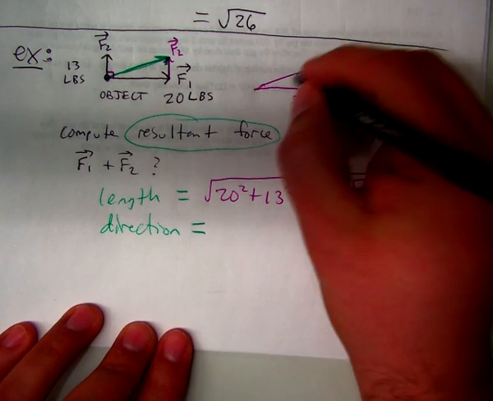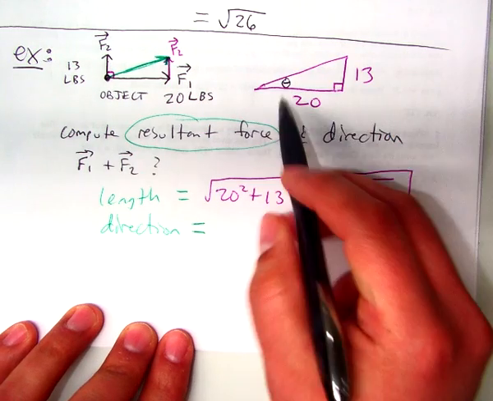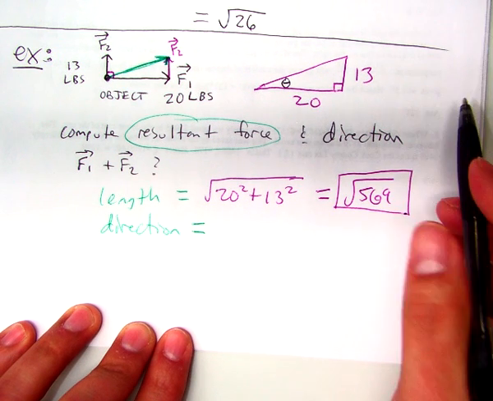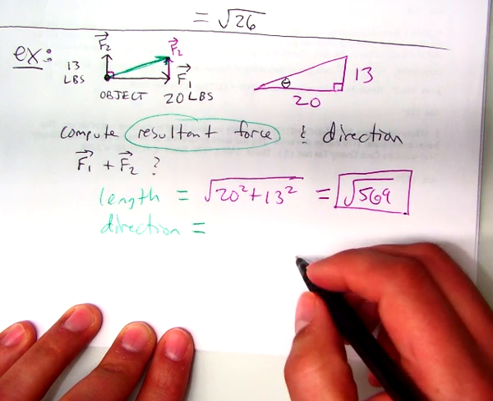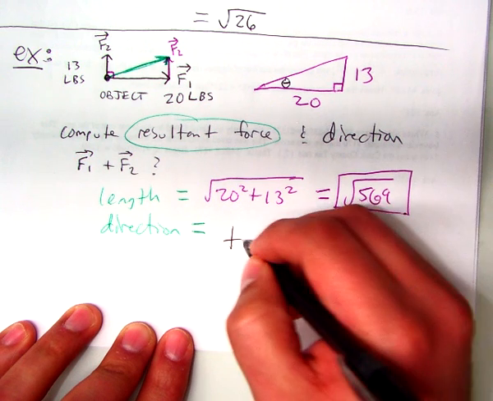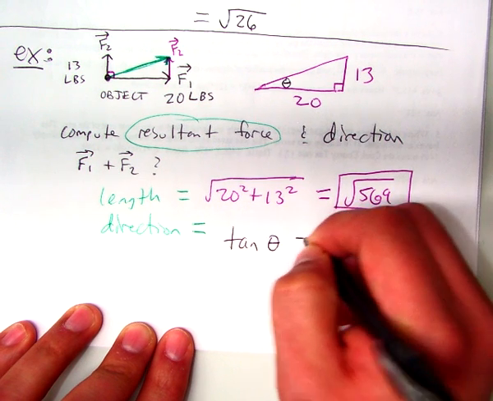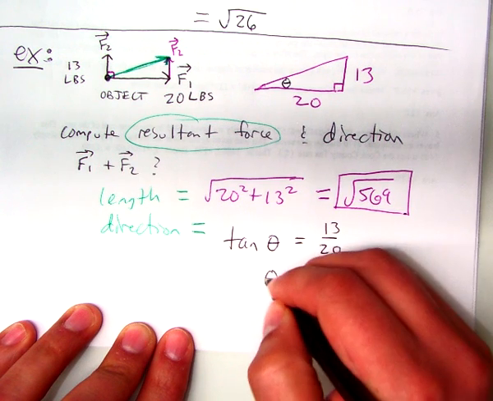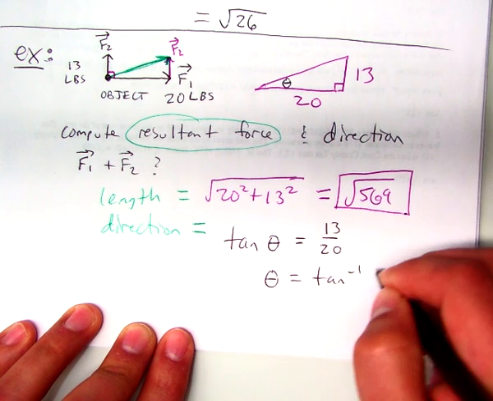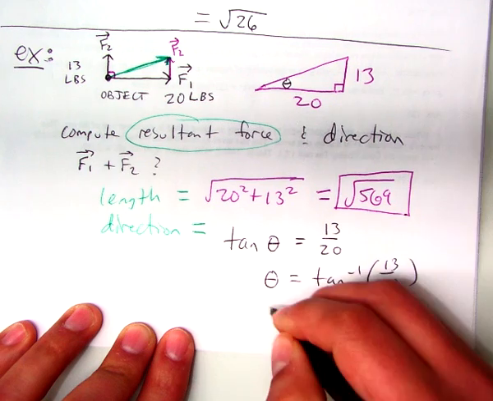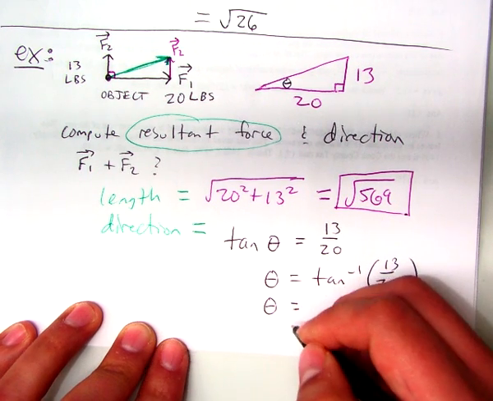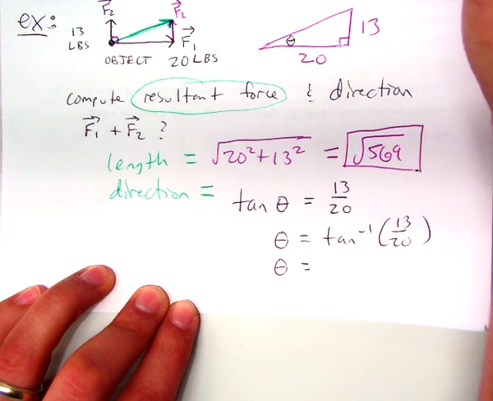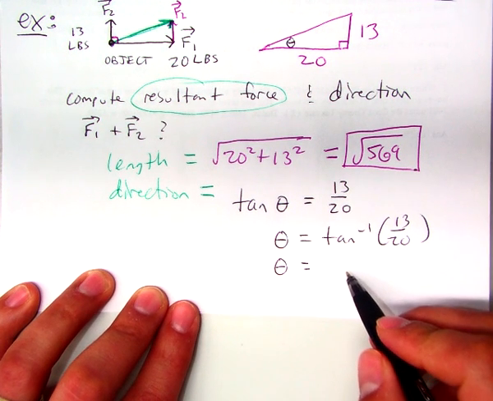The direction just means, hopefully we can find an angle that tells us how much we've rotated from the horizontal. How can we find that theta? SOHCAHTOA. If we do tangent of theta, opposite over adjacent would be 13 over 20. Do the inverse tangent. I do need your help here because we've got to make sure we write this up very nicely. What is that when you take the inverse?